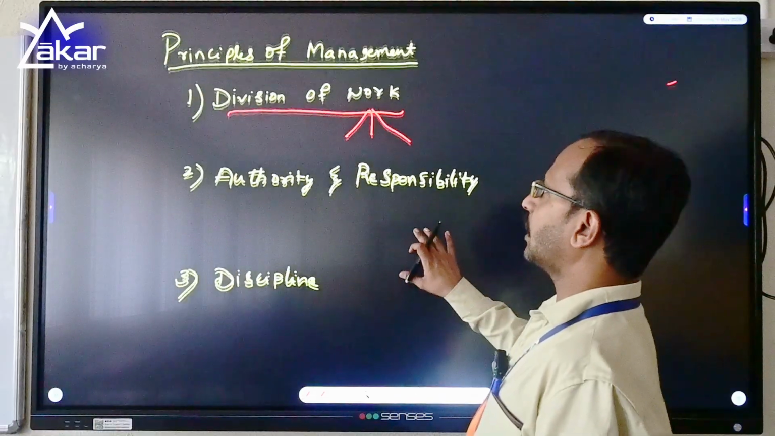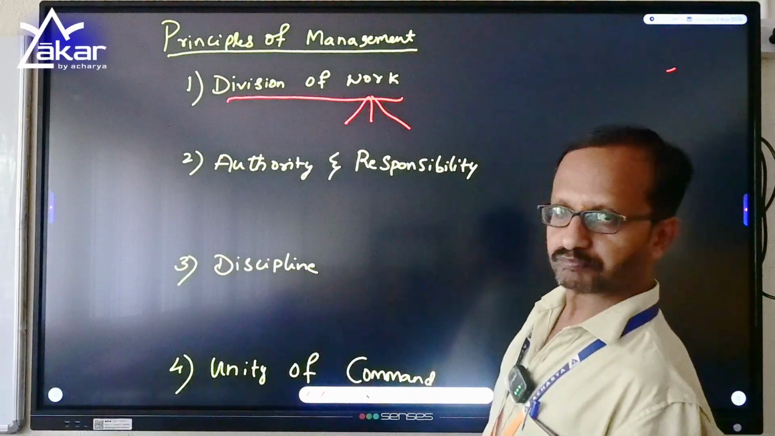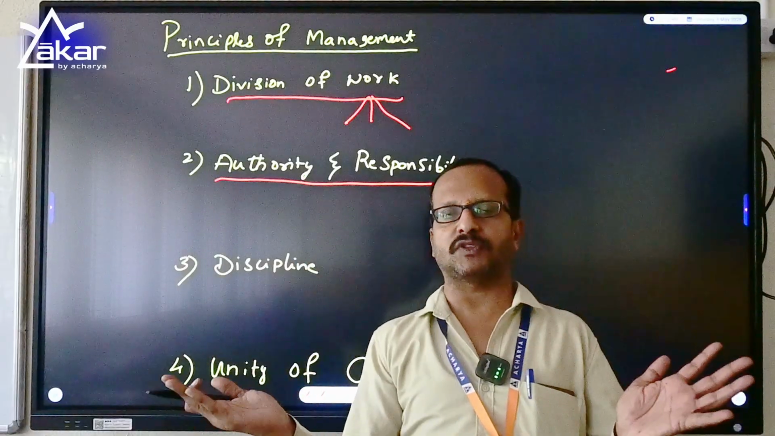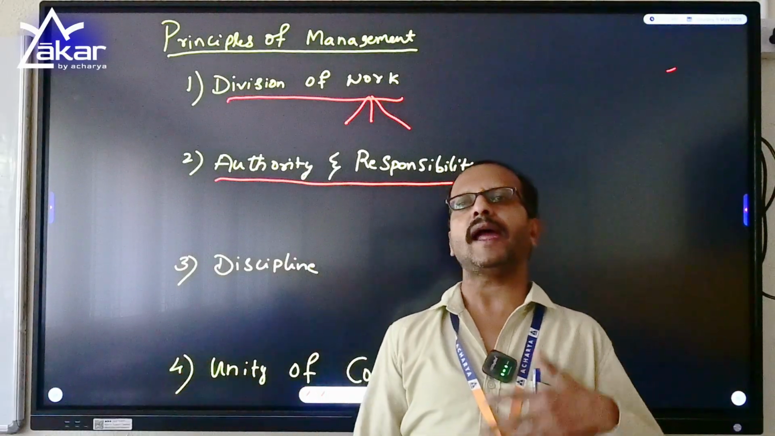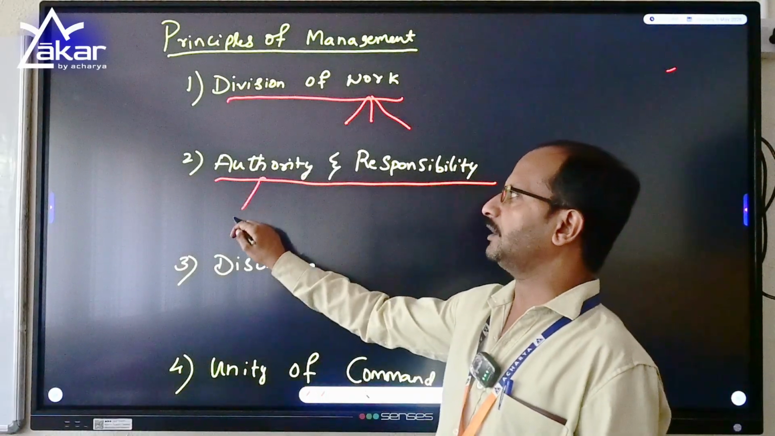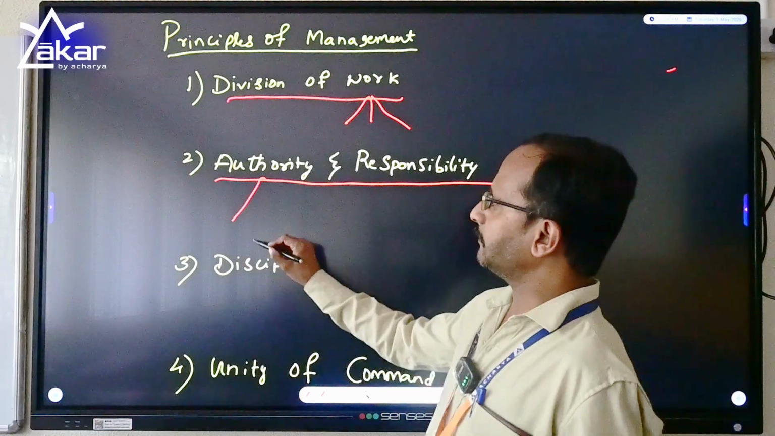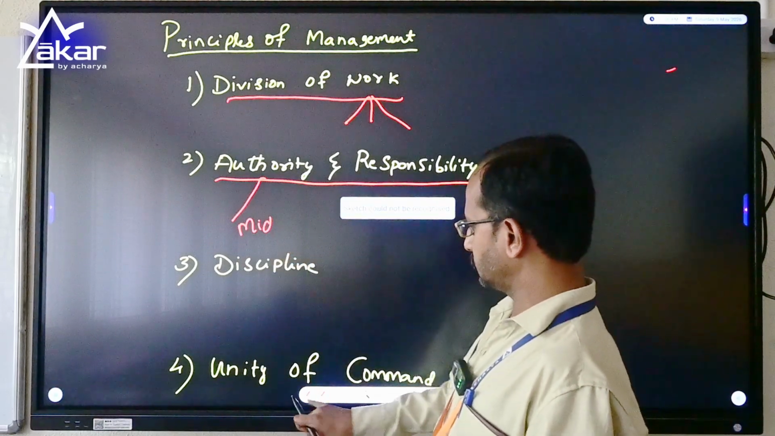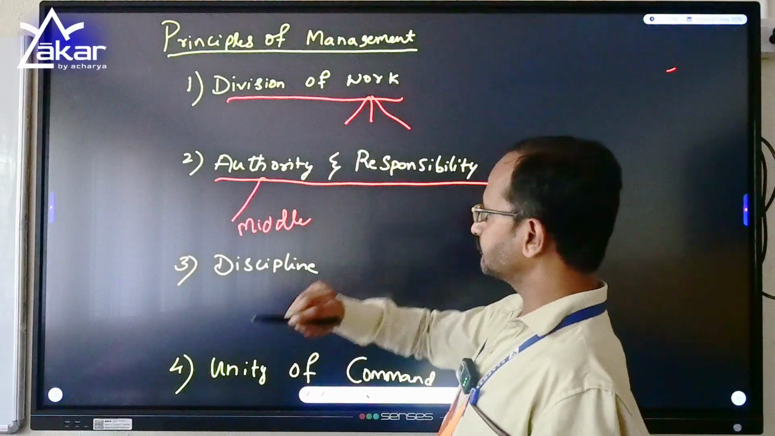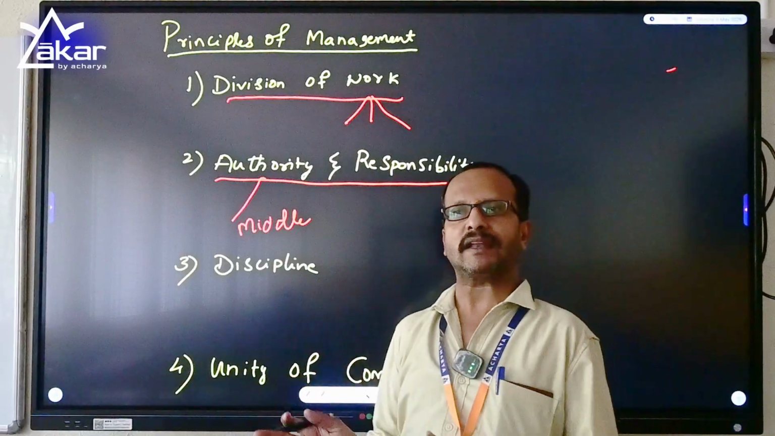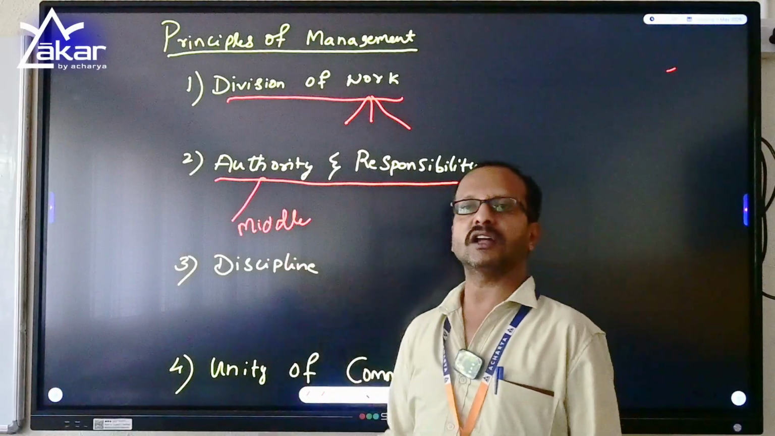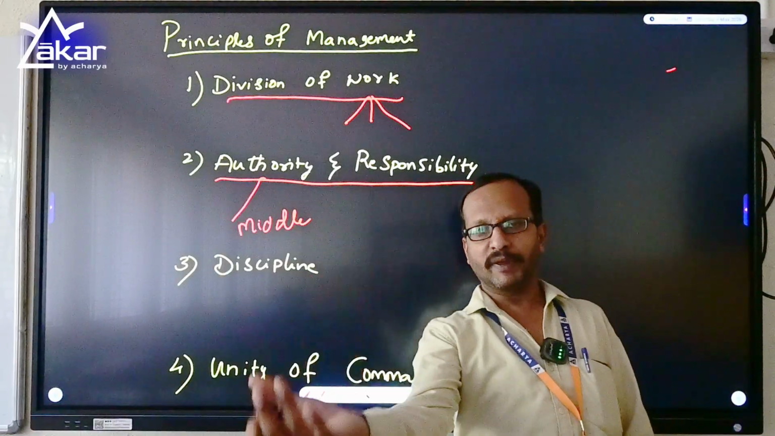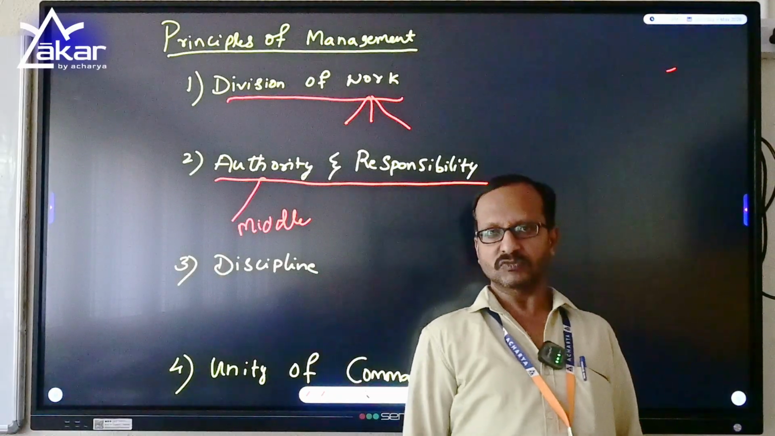And then authority and responsibility. Usually authority and responsibility are the two wings of the management. Authority will be owned by middle level management. The managers or departmental heads own the authority. Authority is nothing but the power to make subordinates work, right?